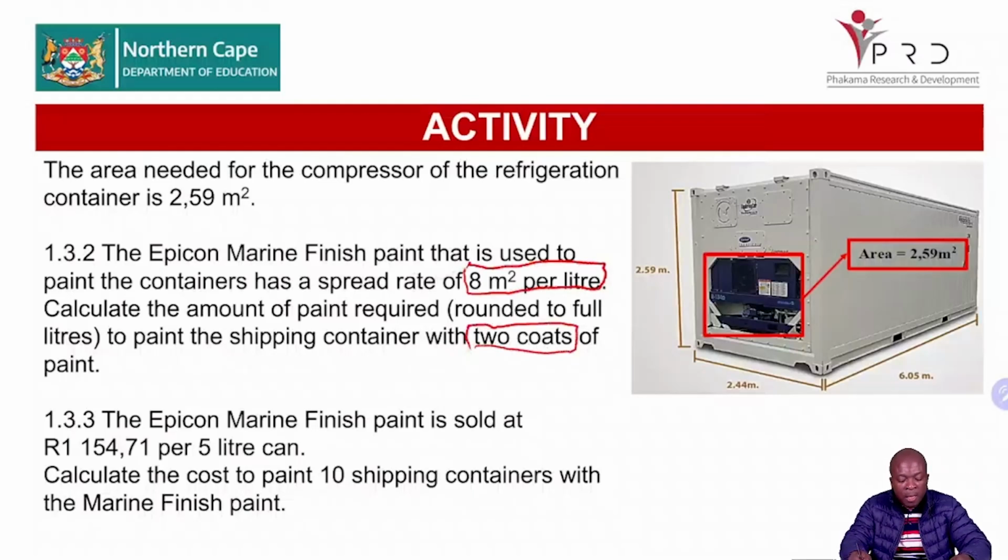1.3.3. The Epicon Marine Finish paint is sold at 1,154.71 for every 5 liter can. Meaning when you take the 5 liter container, the price is 1,154.71. Calculate the cost to paint 10 shipping containers with the marine finish paint.